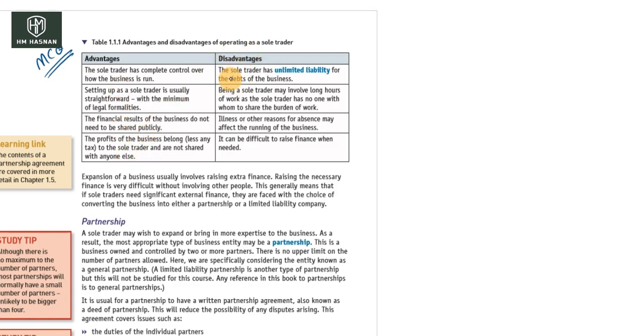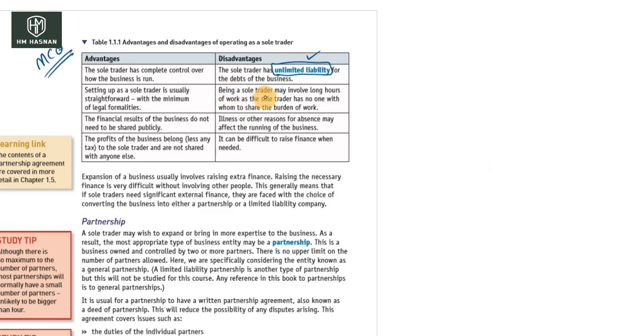What's the disadvantage? The sole trader has unlimited liability. Here is the disadvantage of a sole trader for the debt of the business. For example, if a sole trader borrows some money from another person and his business defaults, his business itself and the sole trader himself are liable to clear all the debts. If the business assets are gone and the business has nothing to repay the loan, then the sole trader, the person himself, is liable to repay the loan. So here is a heavy disadvantage of a sole trader.